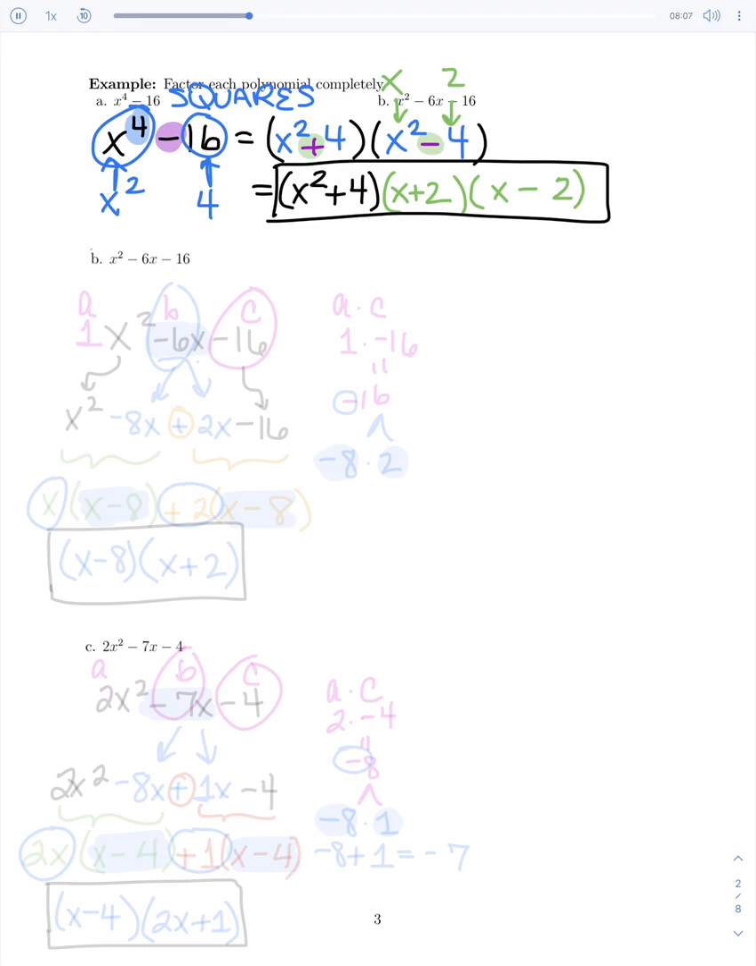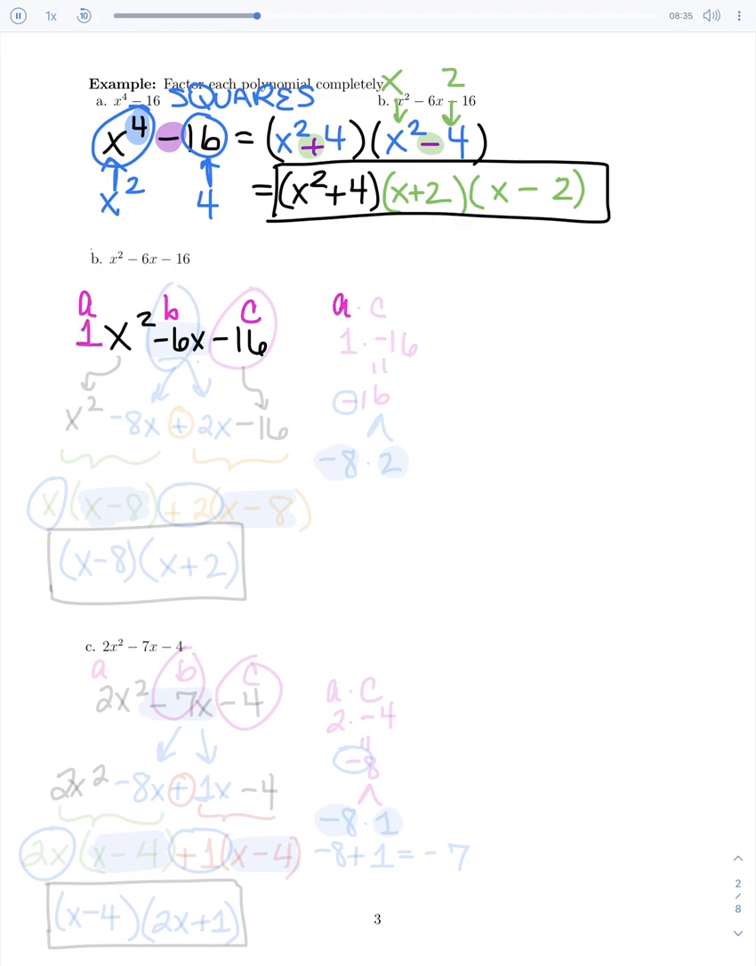Let's take a look at problem B. In problem B, we have x squared minus 6x minus 16. What we notice right away is that there's nothing in common between all 3 terms. So the question becomes, what do we do with 3 terms? Well, remember we do the AC method, so we need an A, B, and C. Remember the A is hidden here, it's a 1.